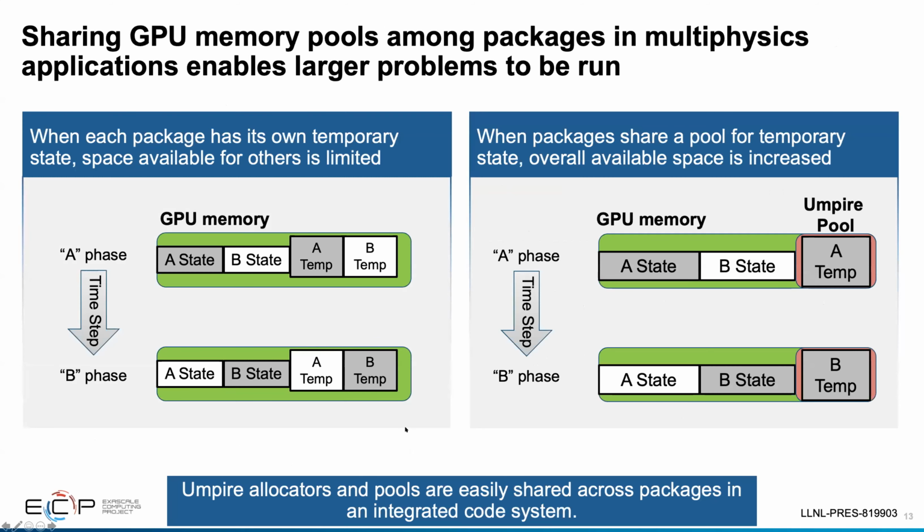So earlier I mentioned that Umpire memory pools may be used in a large multiphysics code to coordinate device memory sharing between physics packages. To illustrate this, I want to consider a physics code with 2 packages, A and B. We can also call them states. In a typical application, there tends to be a loop between the different active physics. There will be an A phase and a B phase that are separated by some time step.